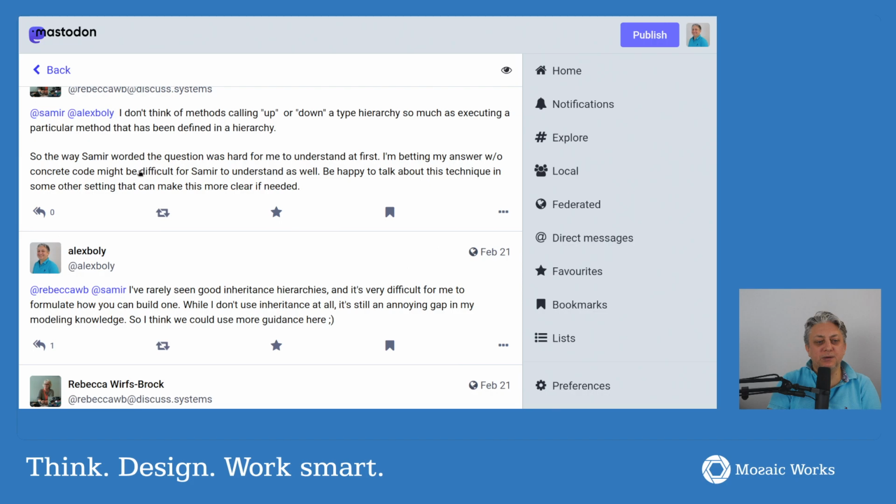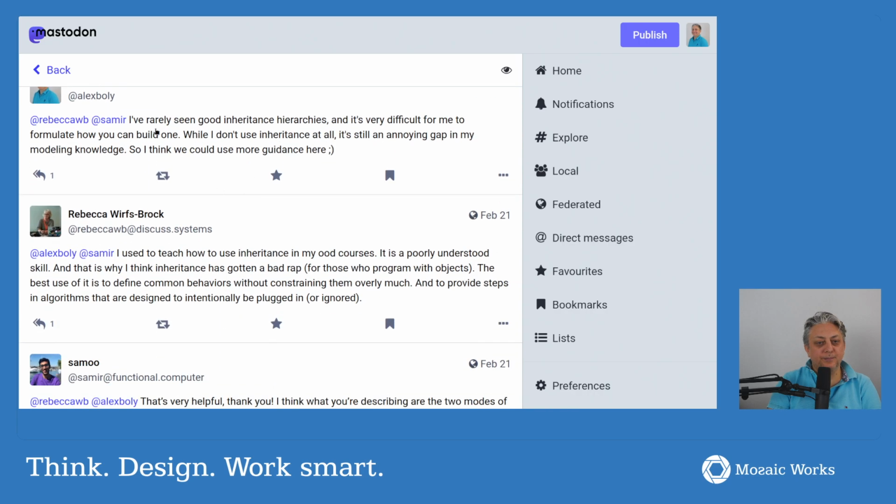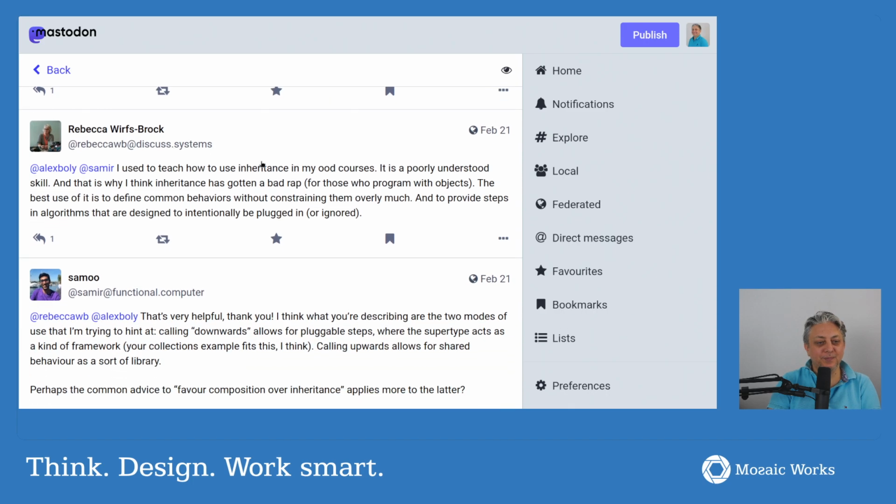So there is Samir. The way the question was worded was hard for me to understand at first. I'm betting my answer without concrete code will be difficult for Samir to understand that well. Be happy to talk about this technique in some other setting. And I've said, I've rarely seen good inheritance hierarchies, very difficult for me to formulate how you can build one. While I don't use inheritance at all, it's still an annoying gap in my modeling knowledge. So I think we could use more guidance here.